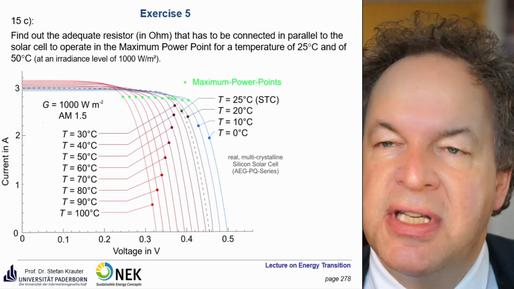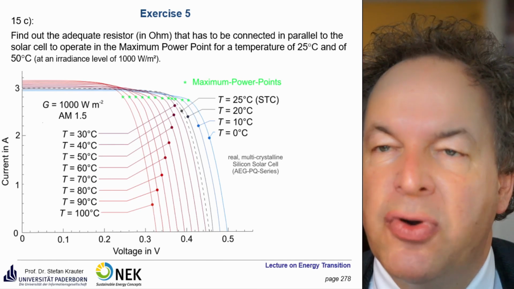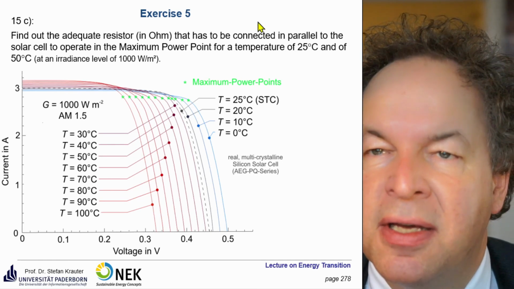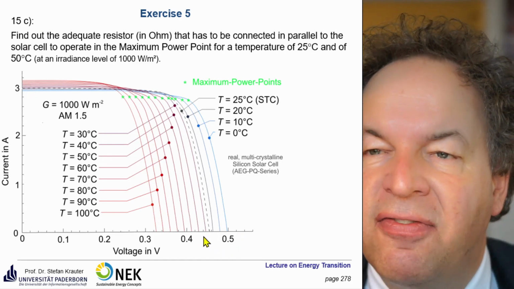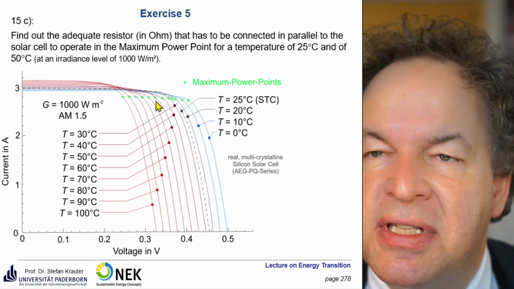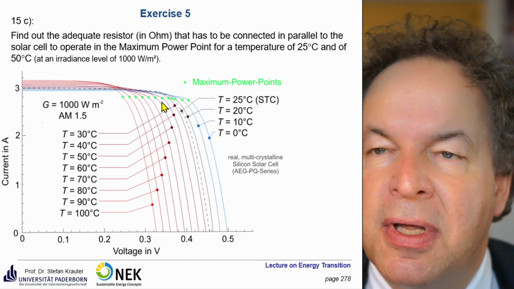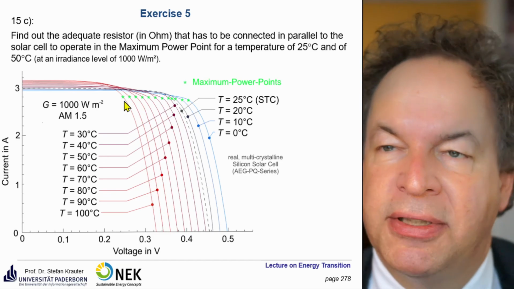Let's do the same for temperature differences. So here you see the impact of the temperature. If you go to higher temperature, the current is slightly increased, but the main effect is the reduction in voltage, so also the reduction of the voltage in the maximum power point.